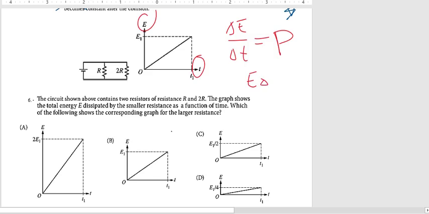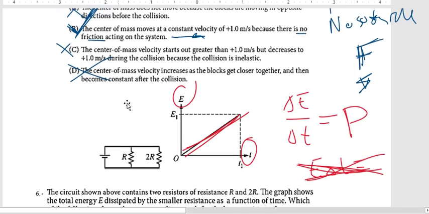So energy times change in time. That's joules times seconds. I don't recall ever having seen anything like that. So the slope is what matters here. And it looks like it's constant. So we're looking at the power in a circuit. The circuit above contains two resistors, R and 2R. Okay, so this is the bigger resistor. So the total energy dissipated by the smaller resistance is a function of time. That's this graph. Okay, which of the following graphs corresponds to the larger resistor?